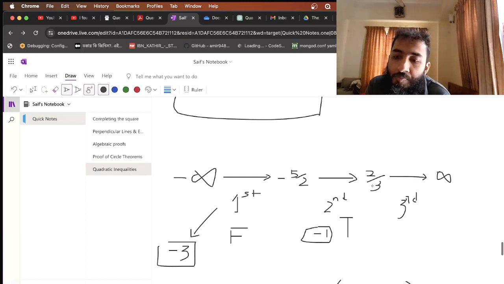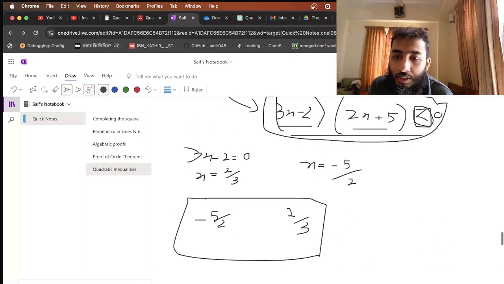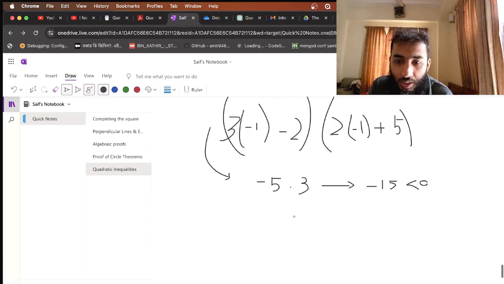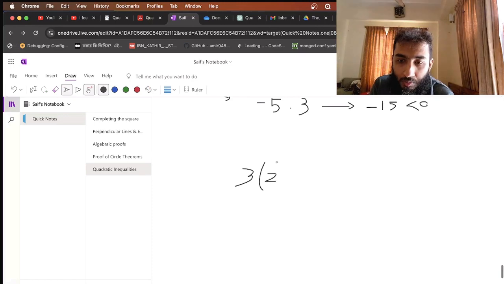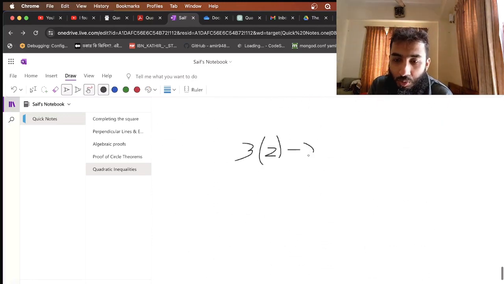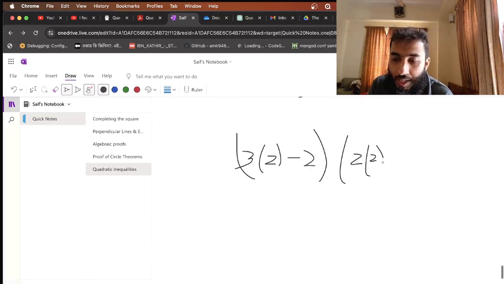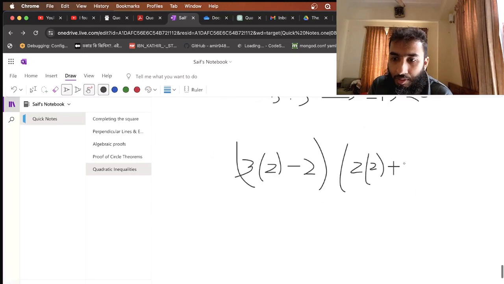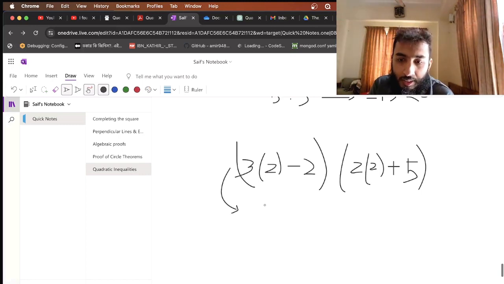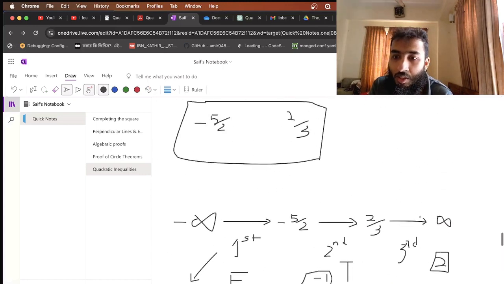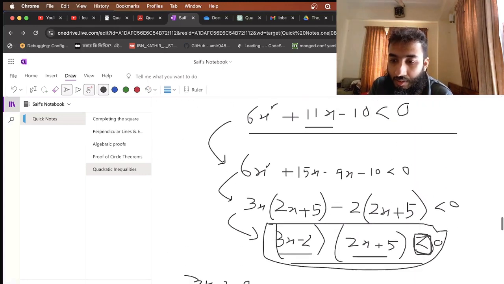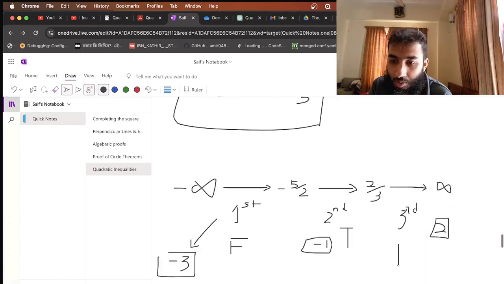And for the third interval, let's take the value 2. If you use the value 2 here, we get 3 into 2 minus 2 as one term, and another term is 2 into 2 plus 5. 3 into 2 is 6, 6 minus 2 is 4, and 2 into 2 plus 5 is 9. So 4 times 9 is 36, and this is greater than 0. So it does not satisfy the condition less than 0. So the third interval is also false.